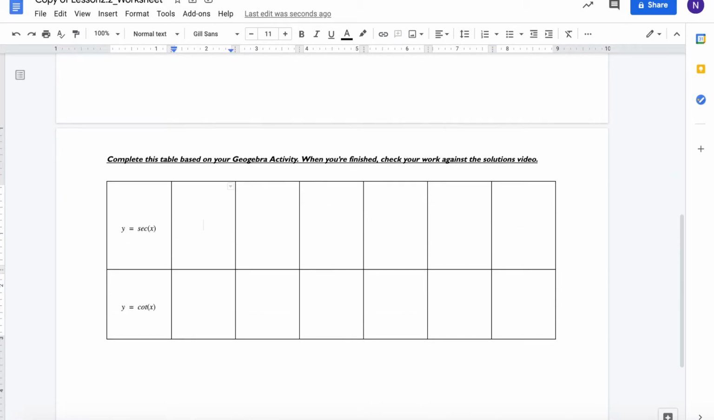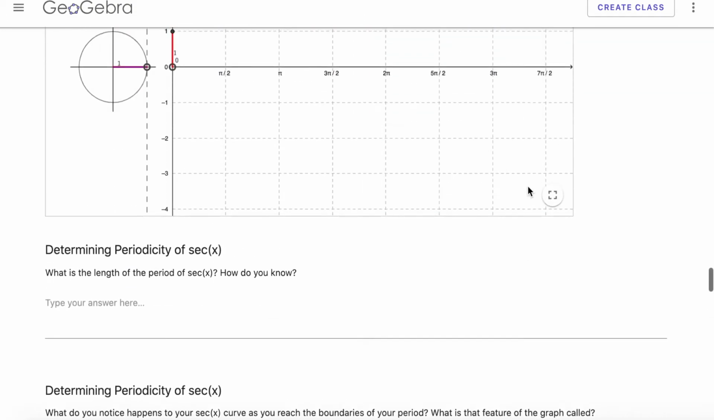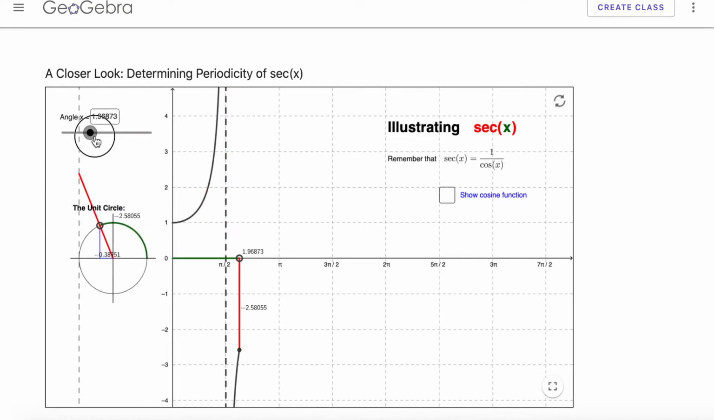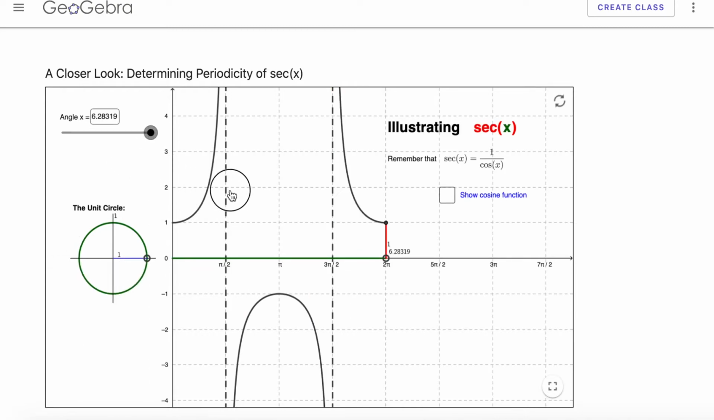Okay, let's look at secant of x. So here we have secant of x. Once again, I'm going to unwrap my unit circle to see what the graph of secant of x looks like. Okay, it looks pretty similar to cosecant of x, and that's something that we would expect, because secant of x is the inverse function of cosine of x. Cosine of x looks pretty similar to sine of x. There are a couple of key differences.